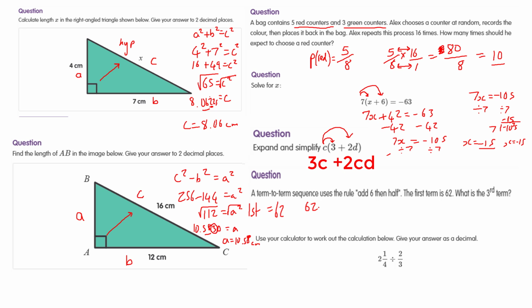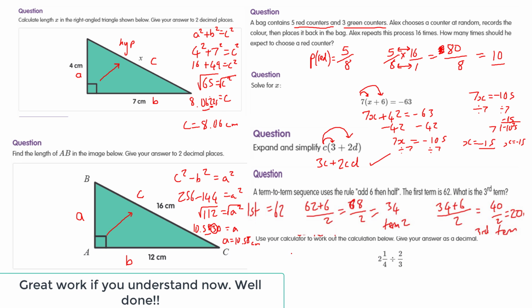So 62 add 6 is 68, divided by 2 equals 34. So that is term 2. So next we have to do 34, add 6, then half it to get term 3. So that's 40 divided by 2 equals 20. That's the third term. Quite easily done.